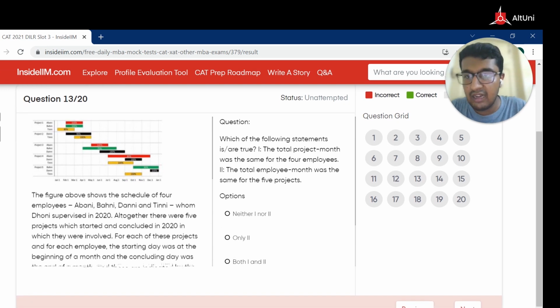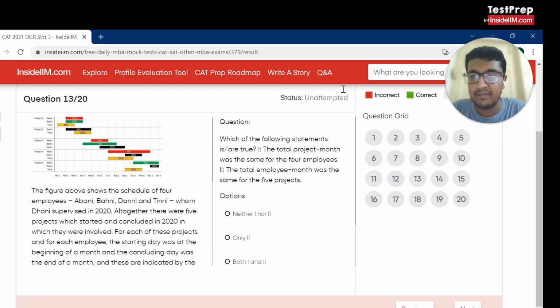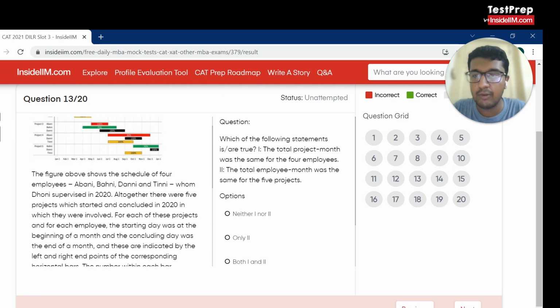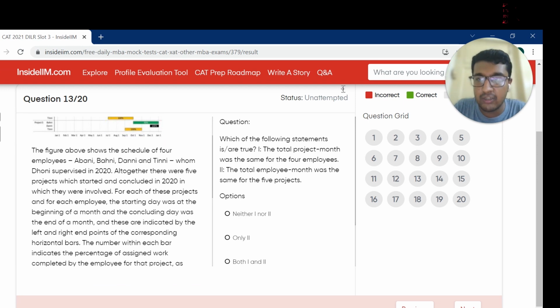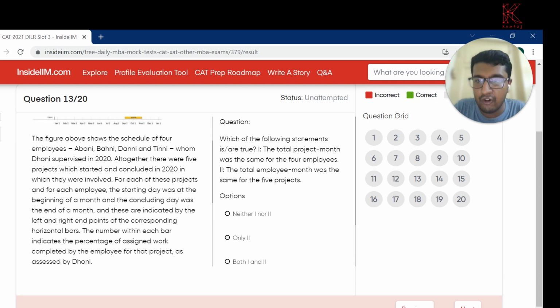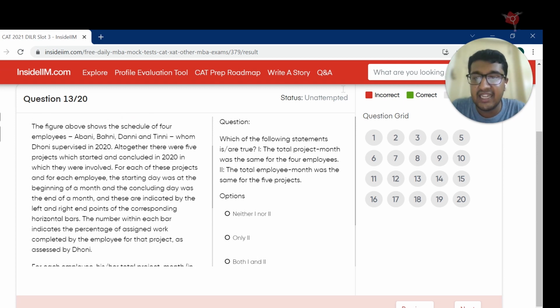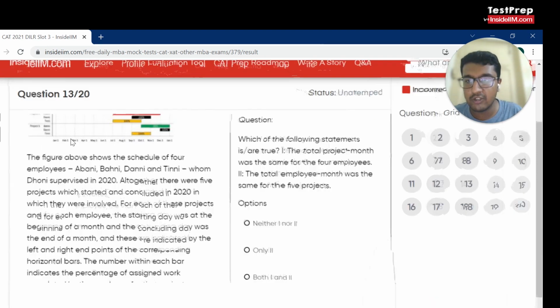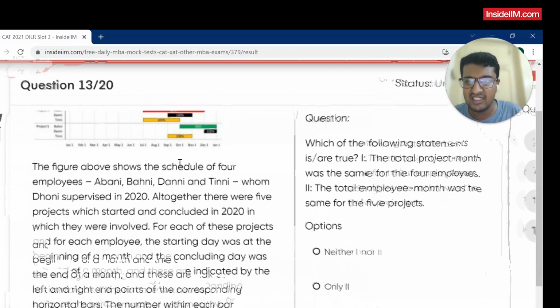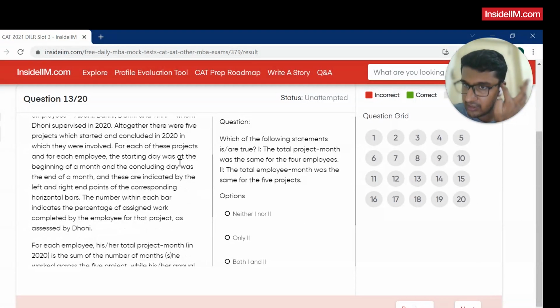Okay. What does the data say? Figure above shows the schedule of 4 employees A, B, D and T whom Dhoni supervised in 2020. Although there were 5 projects which started and concluded in 2020 in which they were involved, for each of these projects and for each employee, the starting day was at the beginning of a month and the concluding day was the end of the month. So no indication over there. And these are indicated by the left and right endpoints of the corresponding horizontal bar, as you can see over here. The picture is a bit blurry, don't worry.